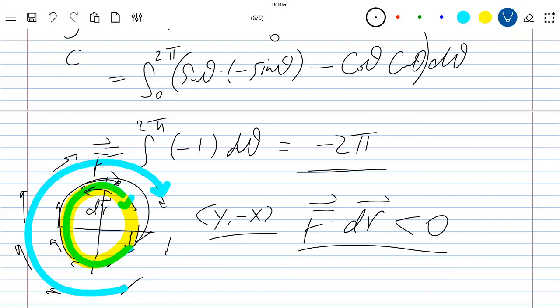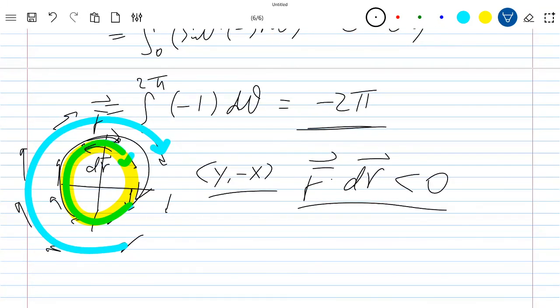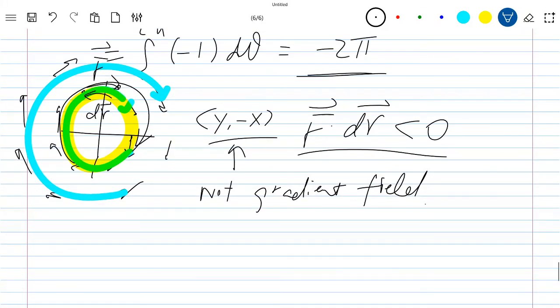Okay, so we see that the integration along this closed circle is not 0. And actually, this is an indication that the vector field is not a potential field, or you can say it's not a gradient field. We'll prove why it's the case. Let's see if we have anything else. I think that's enough for this section, and we will continue next time.